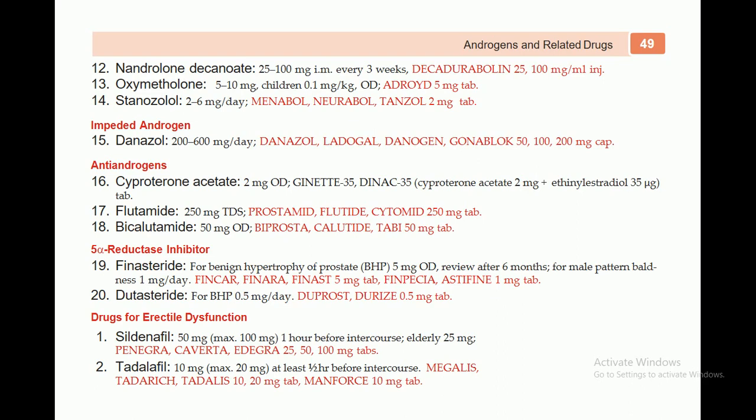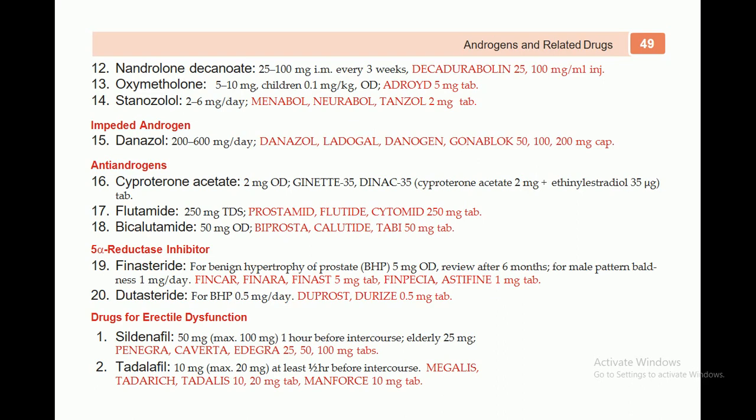Actually, these red lines indicate the market brands. Actually, these are the proprietary names of the drugs. Then impeded androgens, that is danazol 200-600 milligram per day, Danazol and Landrogel and many more, like 100-200 milligram.